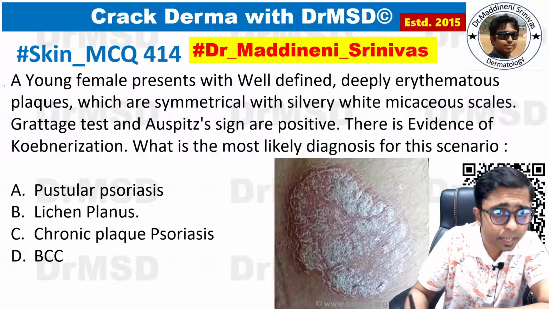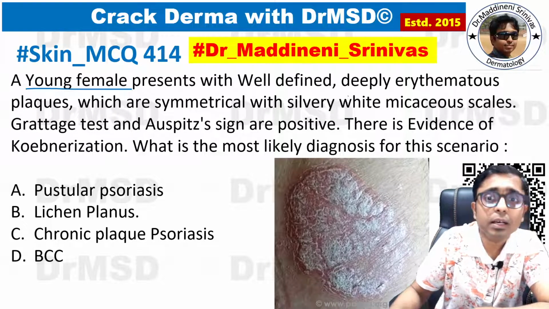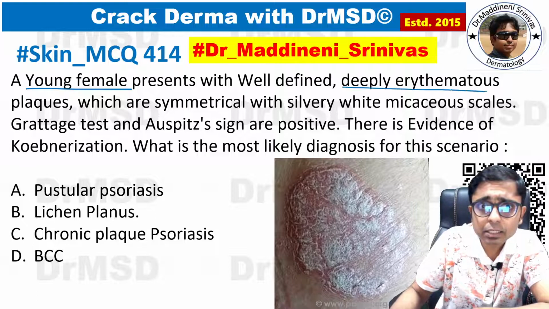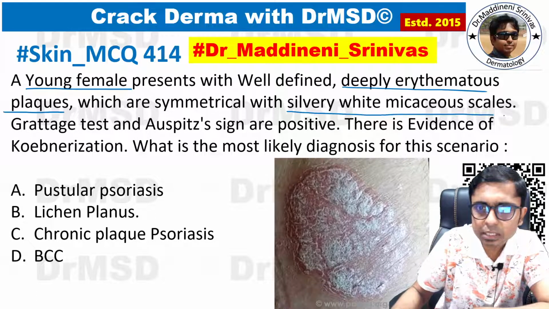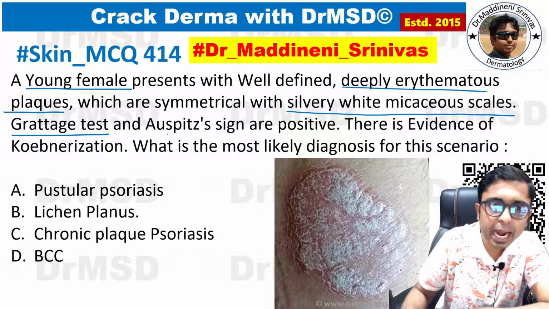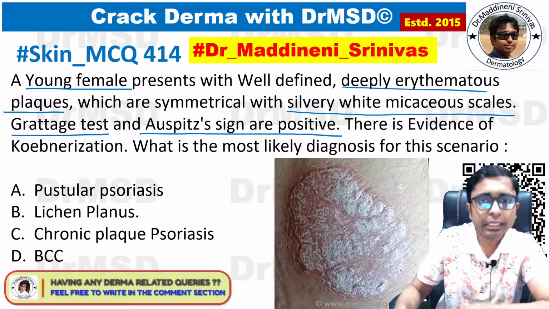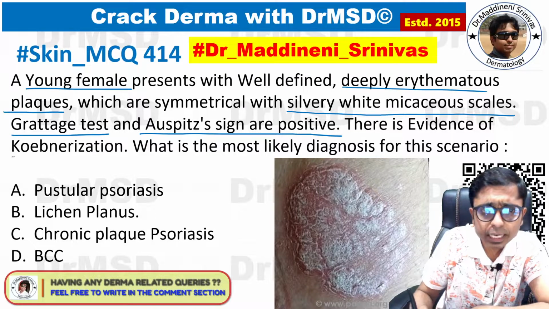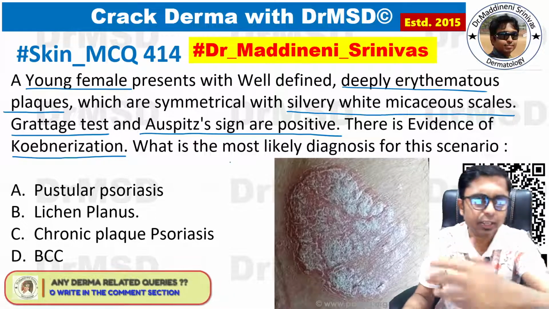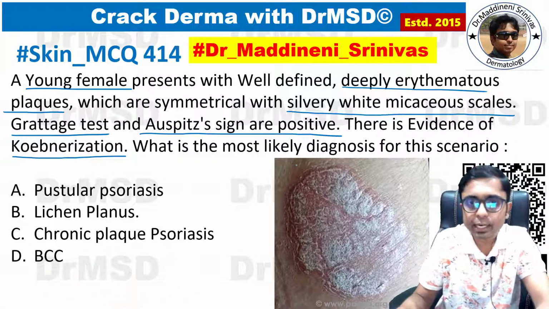Question says young female presents with well-defined, deeply erythematous plaques which are symmetrical with silvery white micaceous scales. Grattage test and Auspitz sign, both of them are positive. There is evidence of Koebnerisation. You can spell it anyway. What is the most likely diagnosis of the scenario?